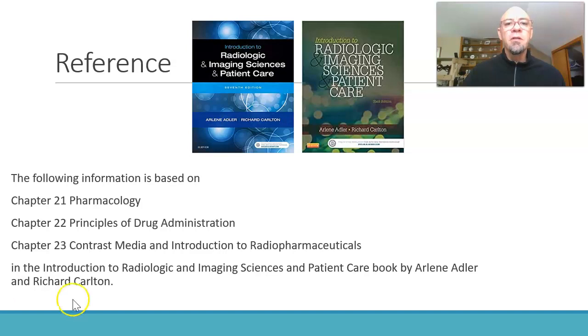Alright, before I dive into the material, I want to let you know that all of the information that you're going to hear about pharmacology is coming from these books here. This is your Adler book, or your Introduction to Radiologic and Imaging Sciences and Patient Care. These are great books. If you haven't really looked at them, you should take a look, because we are going to use these books again this semester when we talk about medical ethics and medical law. So they have a lot of great information, and they are going to be very, very helpful for studying for the registry exam. A lot of the questions that you'll see in Board Vitals that are relevant to the registry come from the Adler book. So these are some books you should really pay attention to and take some time to look at.